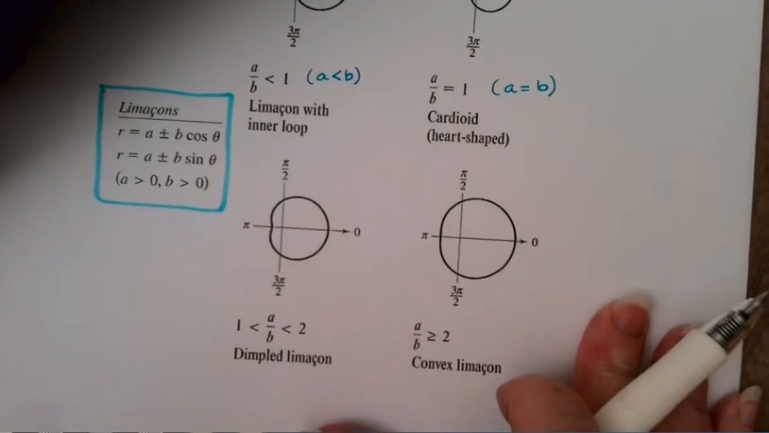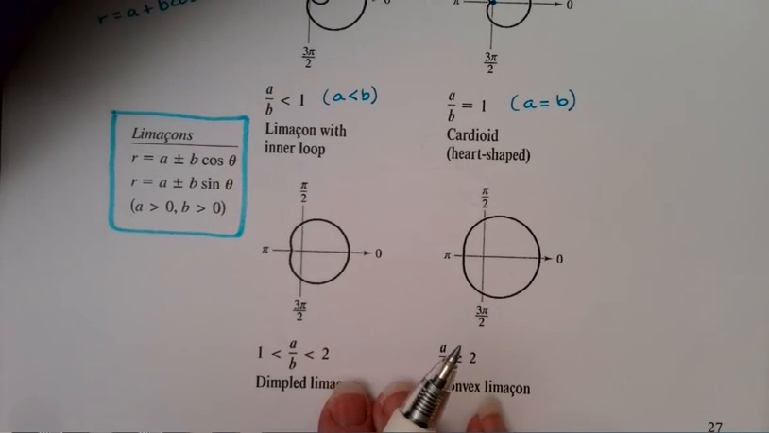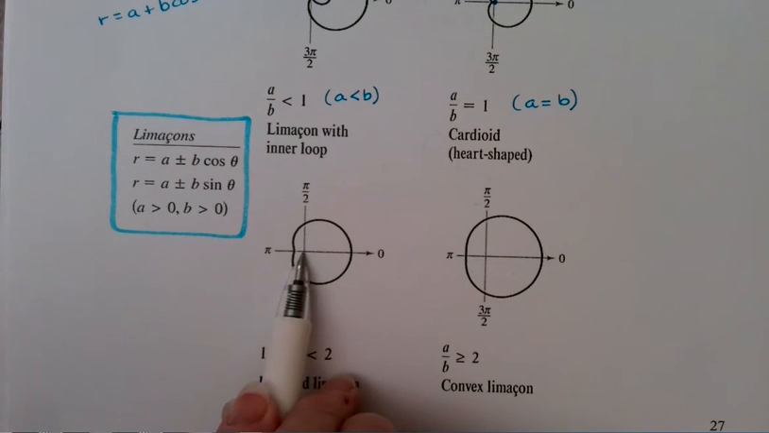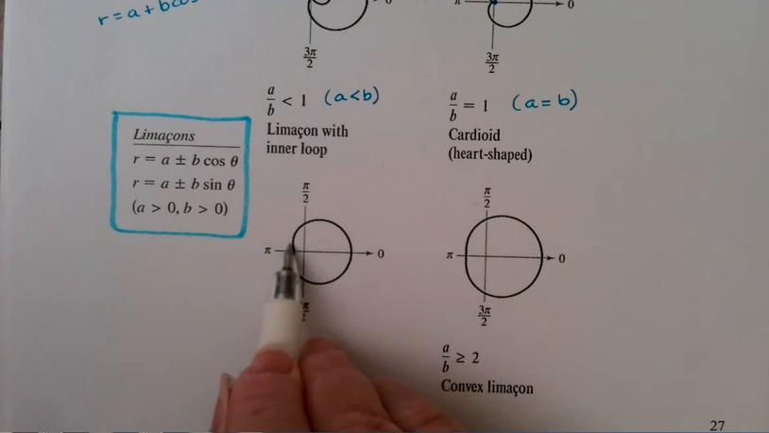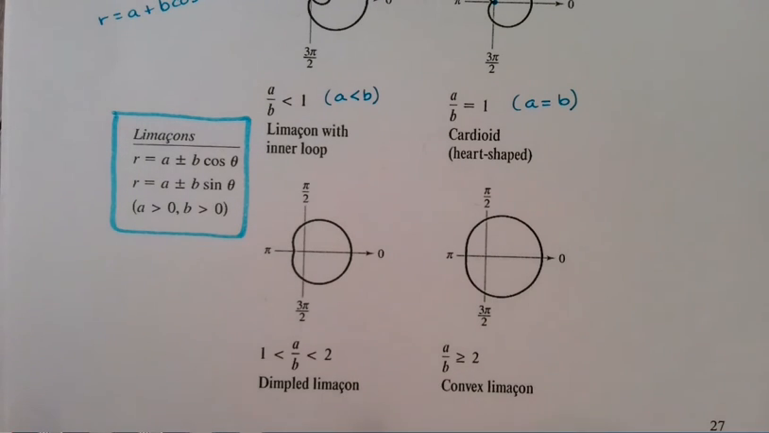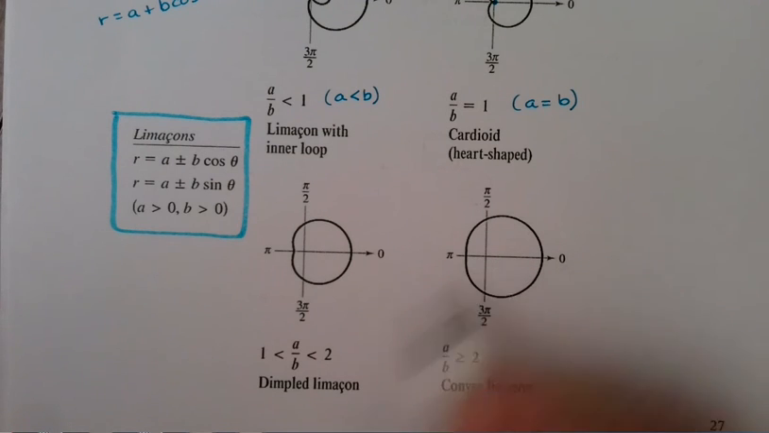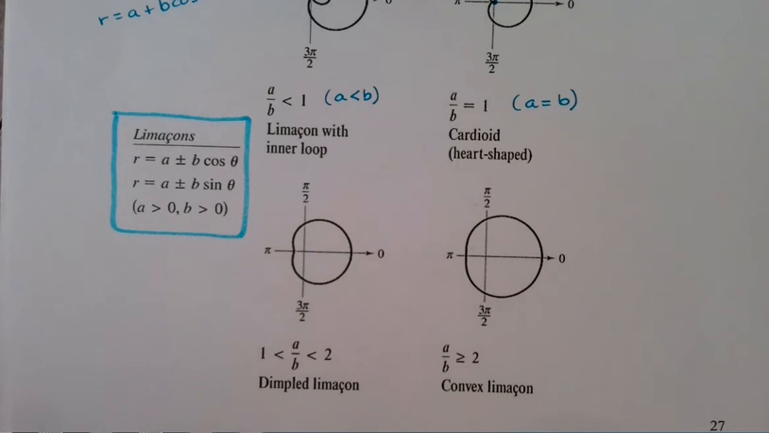Down here, we have the dimpled limaçon. It doesn't have a loop, and it doesn't come to a point at the origin. Instead, it just kind of has a little dimple or a little dent in it. This happens when the fraction a over b is between 1 and 2. And then finally, the convex limaçon. Instead of a real dimple or dent, it just kind of has sort of a flattened side to it. And this happens when the fraction a over b is greater than or equal to 2. So, let's try graphing a few examples.